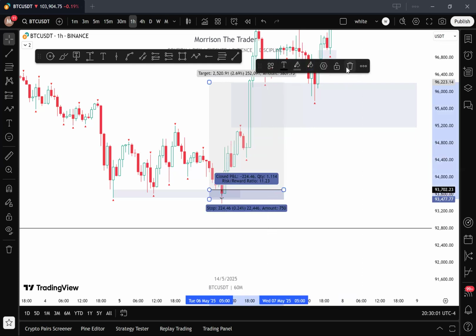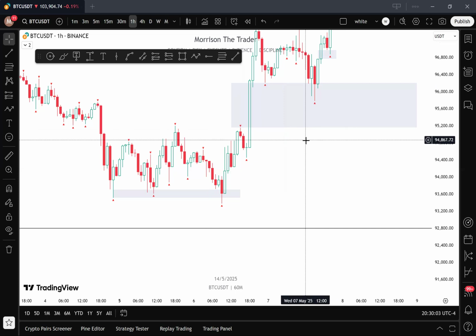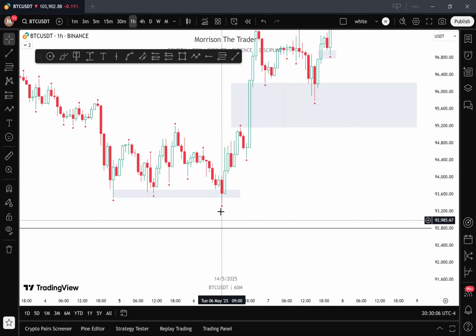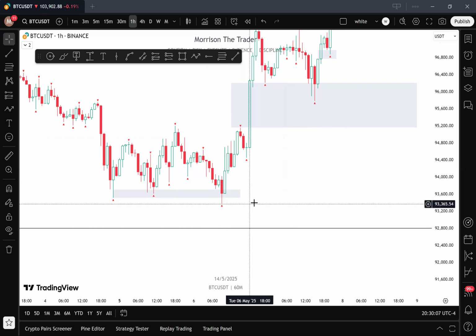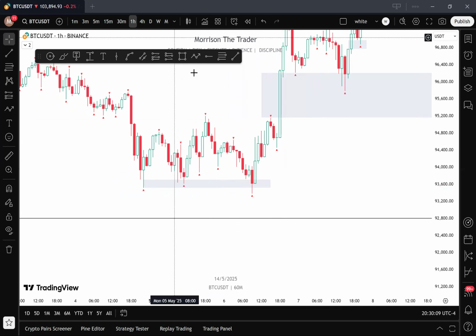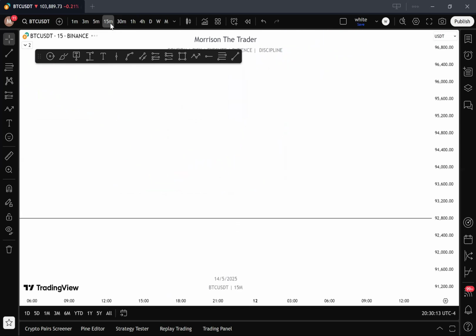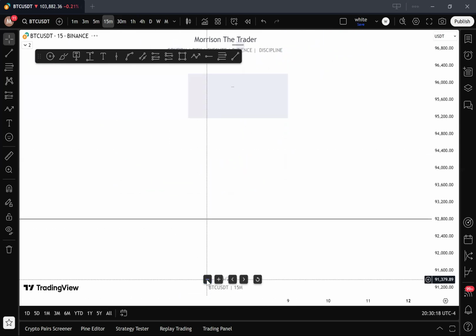And then we have the sellers too. We have people that would want to sell when the price breaks below this level. Of course, there are people that would want to sell. So when you go into a lower time frame, like the 15 minutes time frame, right?